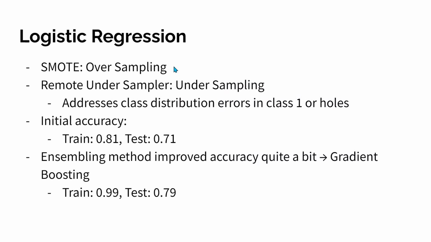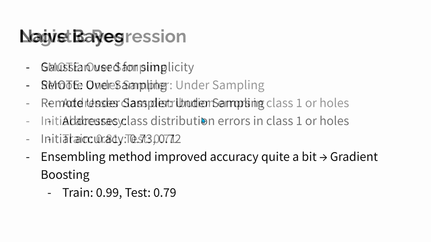Model building, in which I had an issue of class distribution errors, particularly in the holes area. So to address this, I used oversampling and undersampling methods. Got the initial accuracy that was very good, but not great as per my standards. So I applied gradient boosting on it and got a very high accuracy of 0.99 and 0.79 respectively.